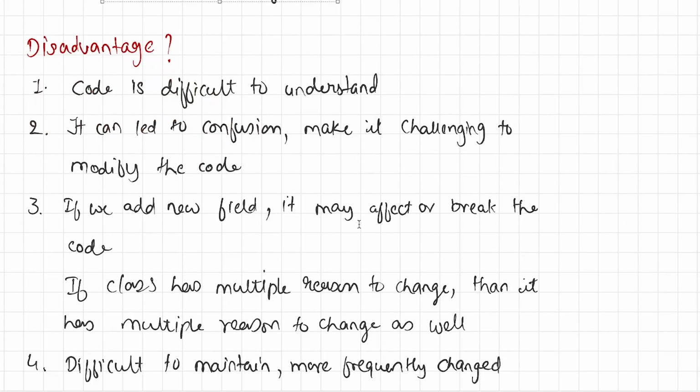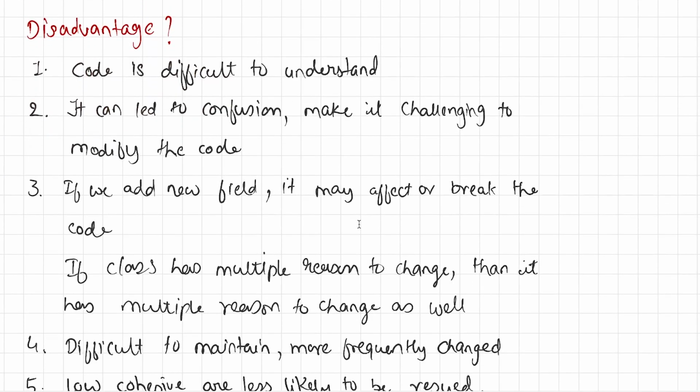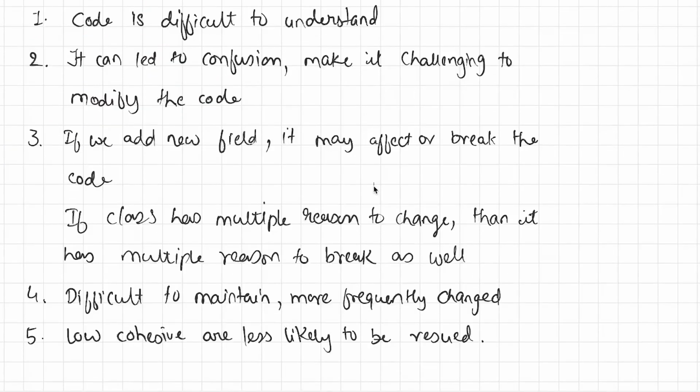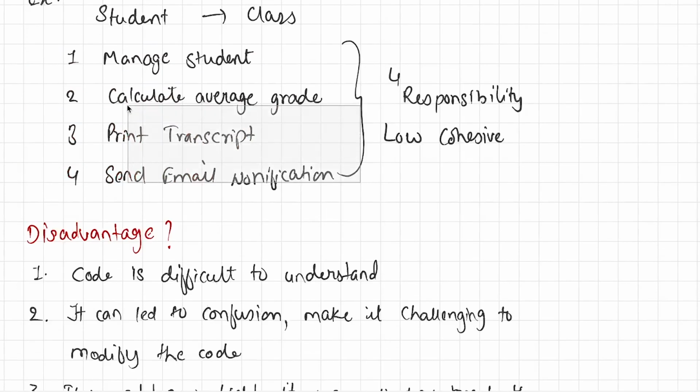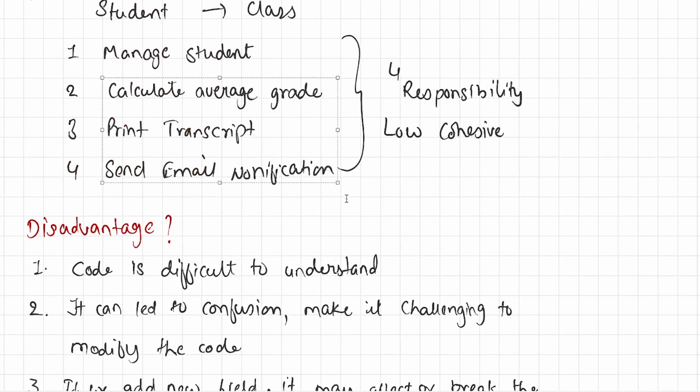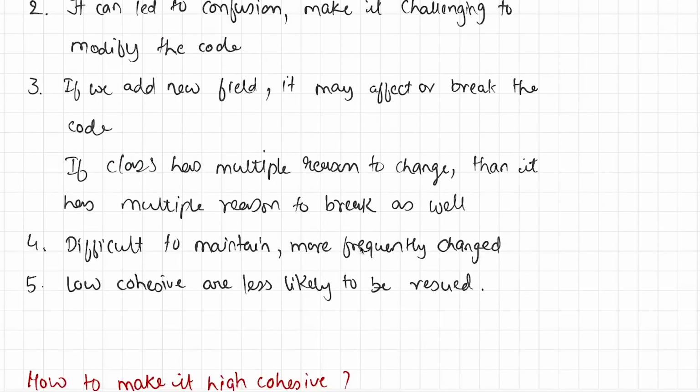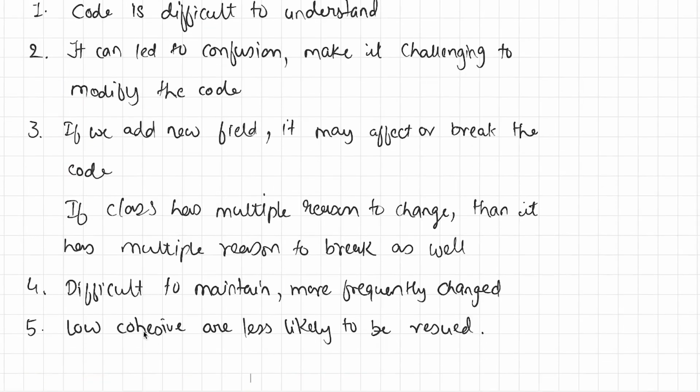So this is the disadvantage of having a low cohesive class. In fact, if a class has multiple reasons to change, then it has multiple reasons to break as well. And it is so obvious, because this class has multiple responsibilities, it has multiple reasons to break, right? So if I make any change in the print transcript method, it may break the calculate average grade method. We don't know. Yeah, we are not sure about it. So let's move on to the next disadvantage.